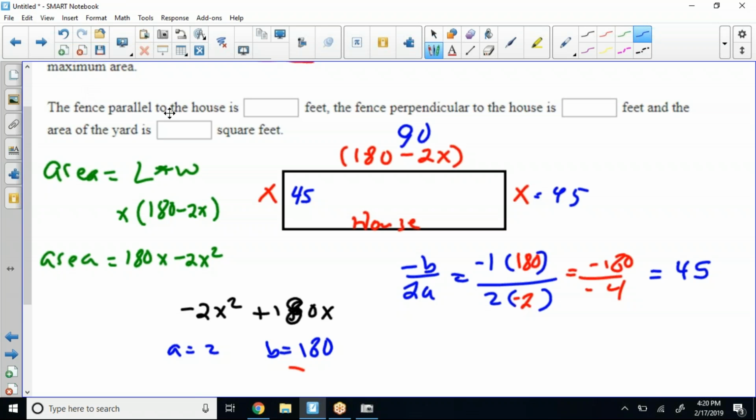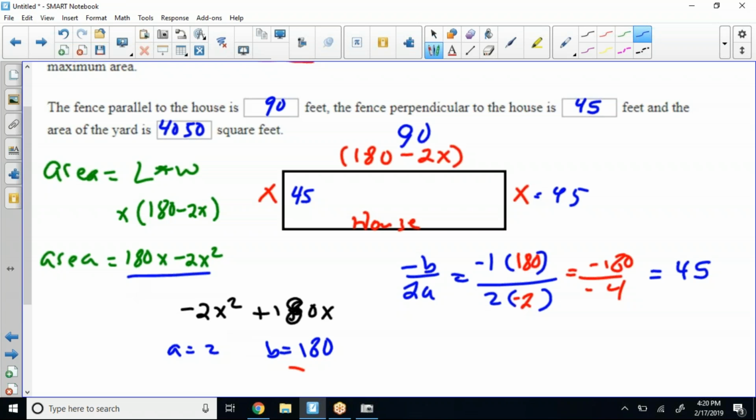So the fence parallel to the house is 90 feet, and the fence perpendicular to the house is 45 feet, and the area of the yard is 90 times 45. What's 90 times 45? 90 times 45 is 4,050. Okay, well, that helps me a lot. I guess part of it is drawing out a picture that would really help me.